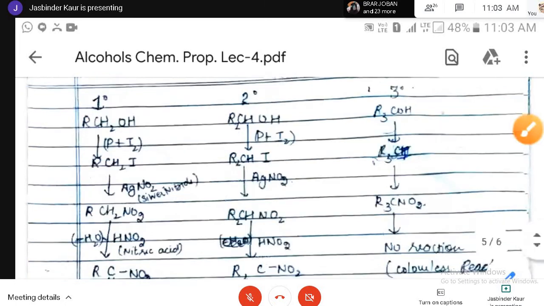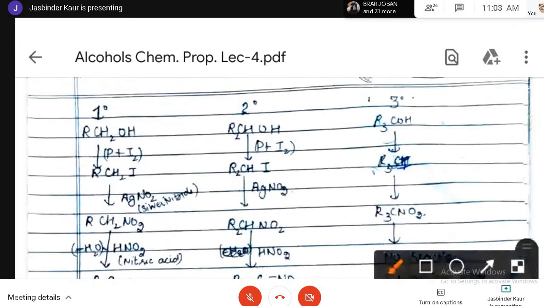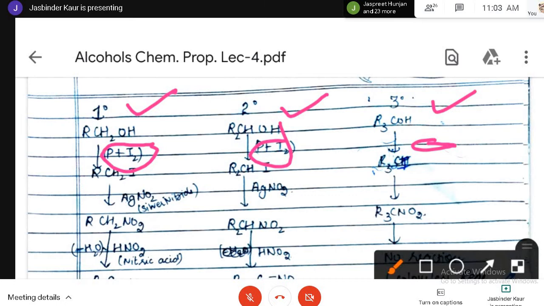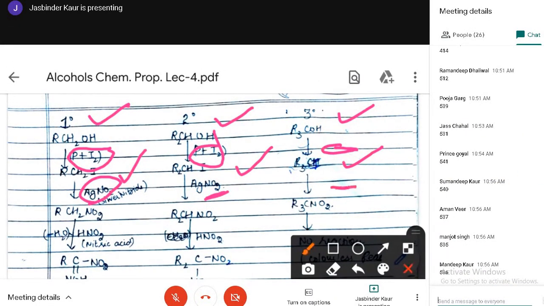That is, when primary alcohol, secondary alcohol, and tertiary alcohols are treated with phosphorus plus iodine, all are treated with the same reagents, then we get iodoalkanes. Then further, when all are treated with silver nitrite, then we get nitroalkanes.